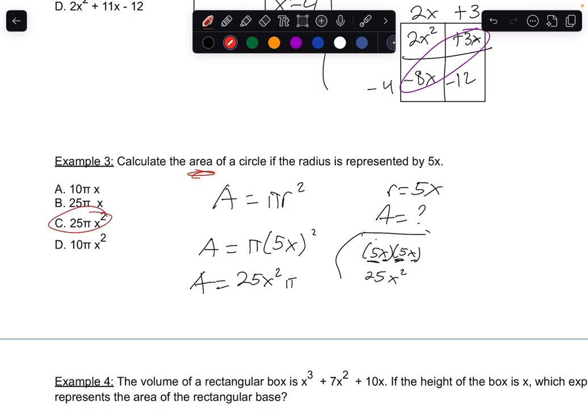Do notice also the last thing on this question. We left it in terms of pi. That means don't get your calculator. Do not type in 3.14. Leave it alone. This did not affect how I calculated the radius whatsoever. It just attached to the very end. So when you're leaving stuff in terms of pi, leave it alone. Just put it at the very end.